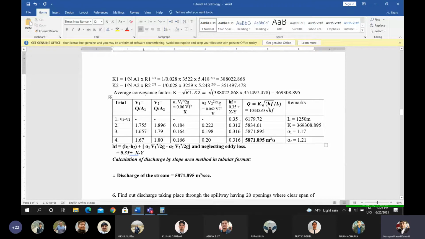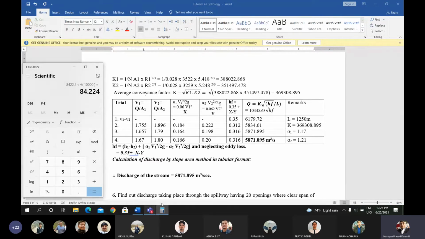Now for the first trial, V1 is equal to V2, and the HF will be 0.35, and the discharge will be K under root HF by L. The under root K is divided by the under root L. You will get the value of 10,445.63 under root HF. Okay, this is the K.